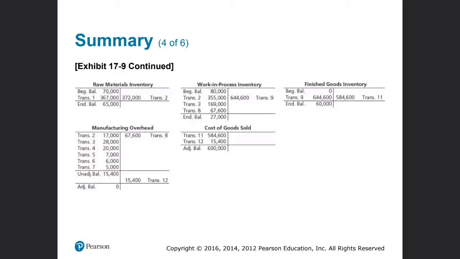So for the next one, for the work in process inventory account, we started with $80,000. We debited $355,000 in transaction 2. Transaction 3 debited $169,000. Transaction 8 debited $67,600. Transaction 9 credited $644,600, and that left us with an ending balance of $27,000.